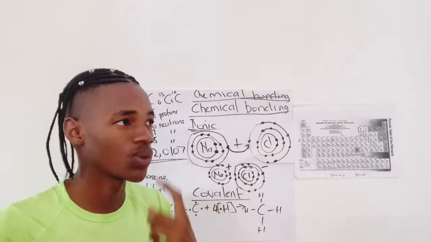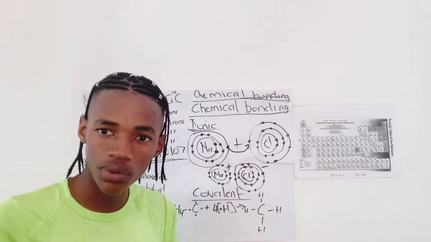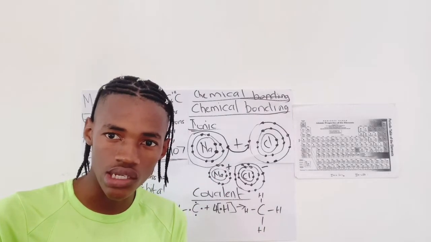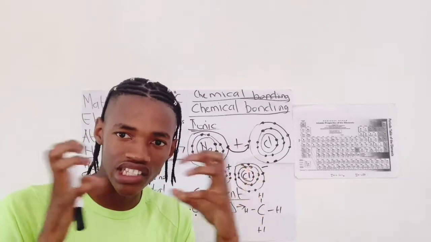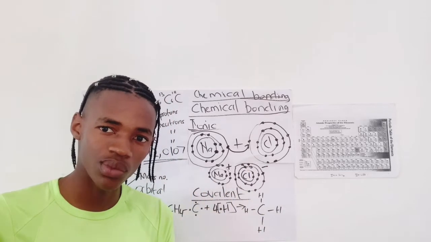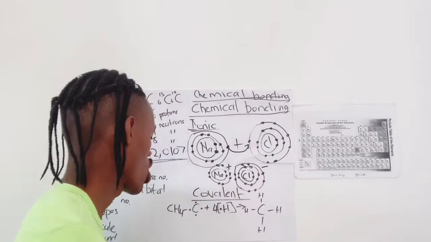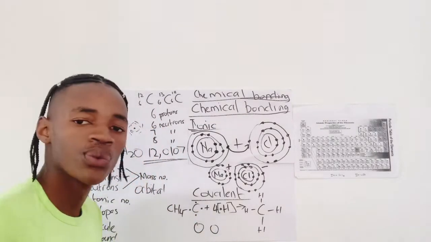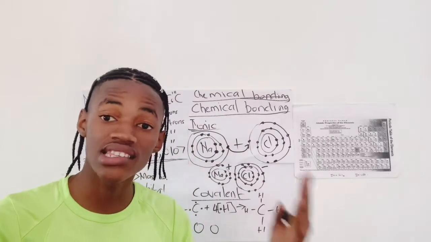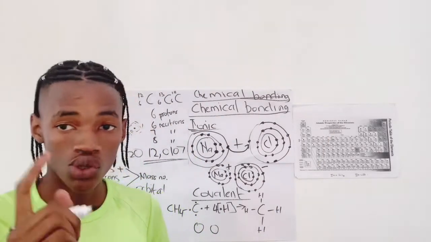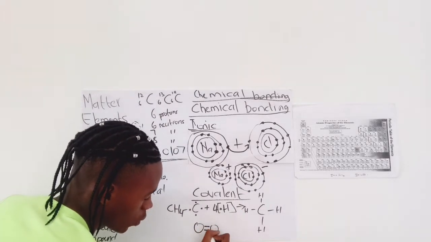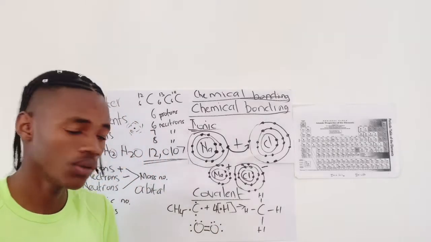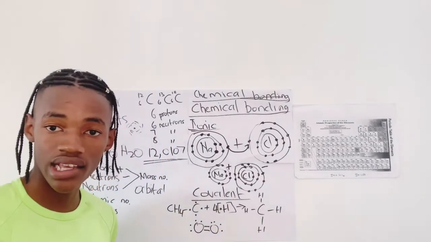Sometimes we have double bonds or triple bonds, whereby there are 2 pairs of electrons being shared between the 2 atoms. A classical example of a double bond is oxygen, whereby we have 2 atoms of oxygen doing this. We know that in its valence shell, oxygen has 6 electrons, right? So it's going to do this, and as you know, this is a classical case of a double bond.